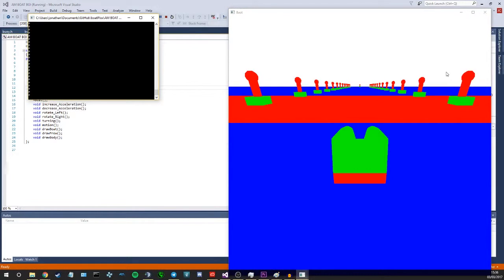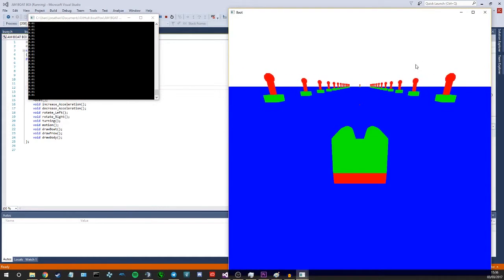So here is my boat. On the left we have a little debug thing which will tell us the current acceleration of the boat. When we hit W, the boat will begin to accelerate. As you can see, the velocity is slowly increasing. It's reached the maximum velocity possible with this acceleration.